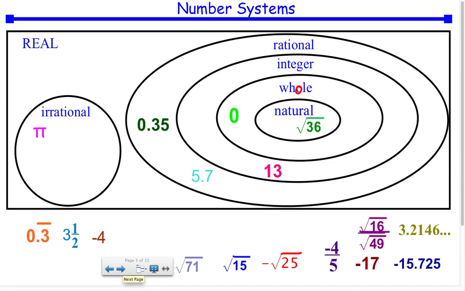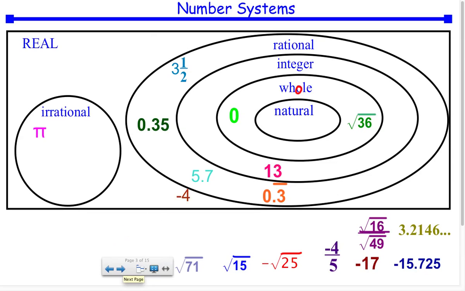13 again is natural, whole, an integer, and rational. So I'm just going to pick one ring to put it in, integer. Remember, this 36 could also go in any of these three spots. Did that come ungrouped? Yes, it did. That's okay. All right, let's keep going. 0.3 repeating. Decimals that repeat are rational. Fractions, if you look on that first slide, we said are rational.